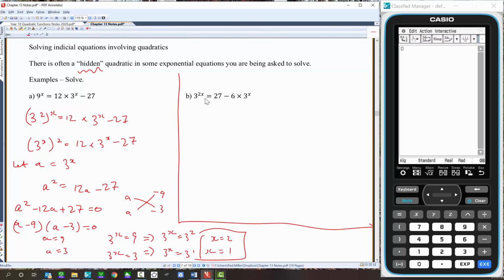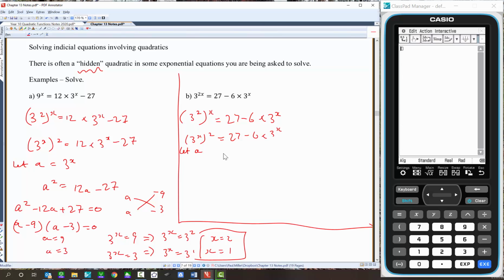All right, let's do this one here. Again, this is a hidden quadratic. This one here can be rewritten as 3 to the 2 to the x equals 27 take 6 times 3 to the x. And again, we're going to use the same technique that we used there. So we've got 3 to the x to the 2, take 27, take 6 times 3 to the x.